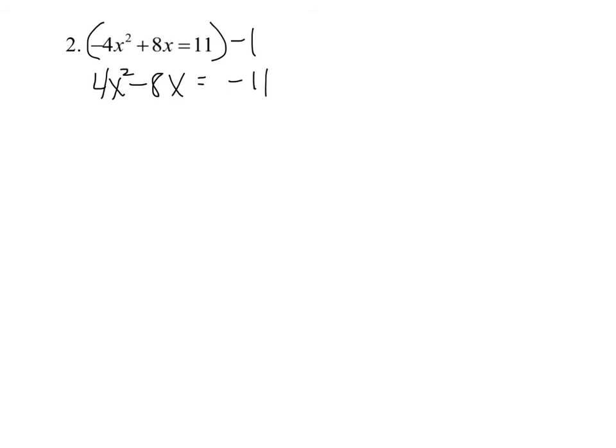So the next thing we're going to do, remember step 2 on our list of steps in our notes is to factor out the 4. So we're going to factor out the 4 from this left-hand side now, which makes it minus 2x. And I'll put in my blanks at the same time, negative 11 plus blank.